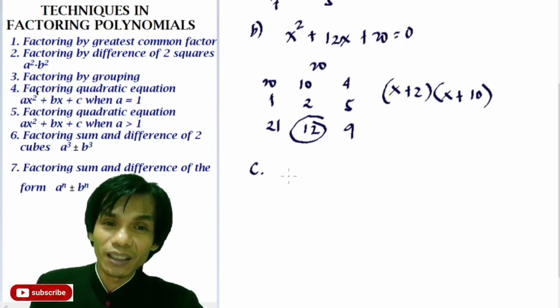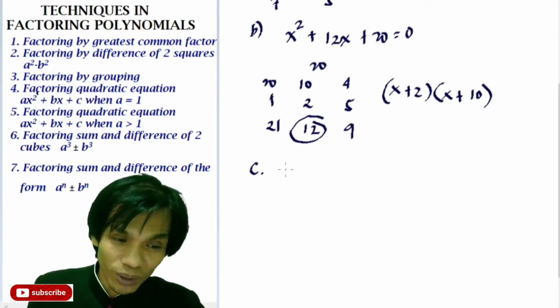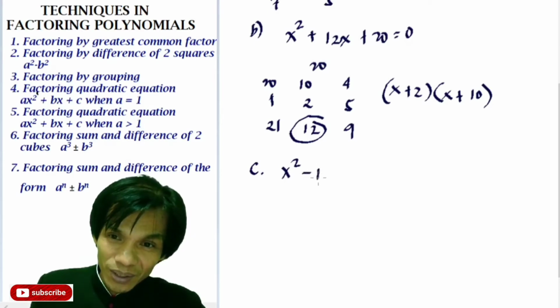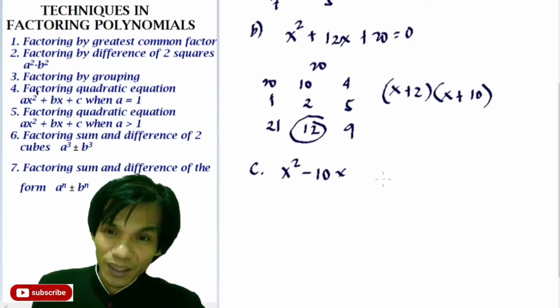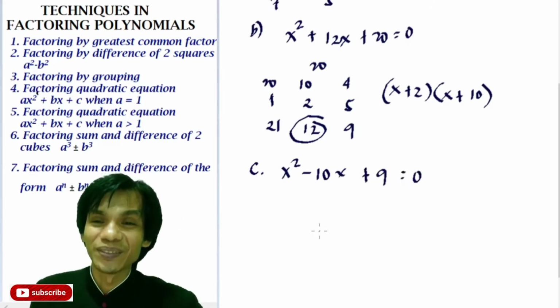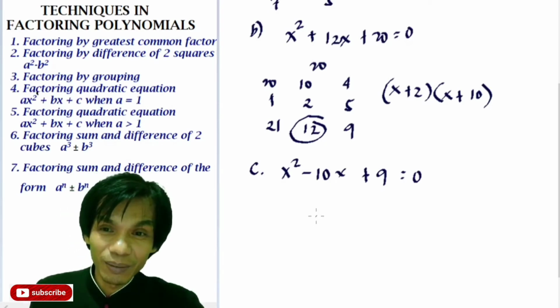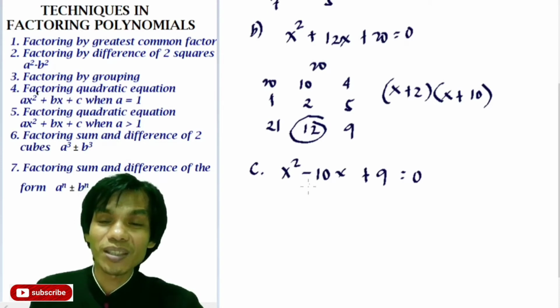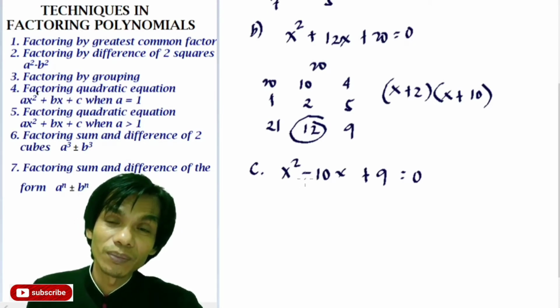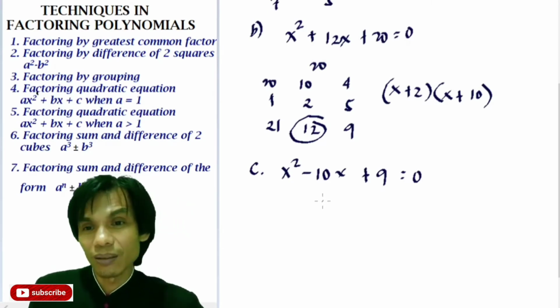Bibigyan ko kayo ng isang example na habang sinusulat ko ay nasasagot nyo na sa inyong utak. Sige, x squared minus 10x plus 9 is equal to 0. Ano sa tingin niyo? Tama. That's negative 1 and negative 9. Bakit negative? Kasi consider nyo yung sign. Kasi kung plus to, hindi dapat plus. So, ang mangyayari dyan, sige, gawin natin.